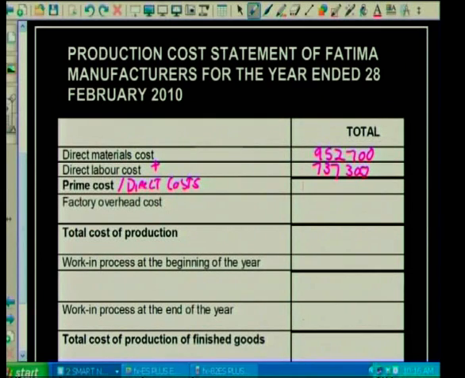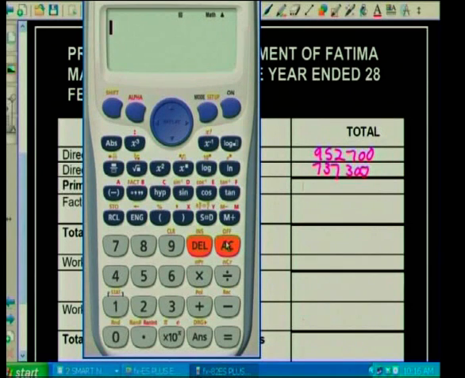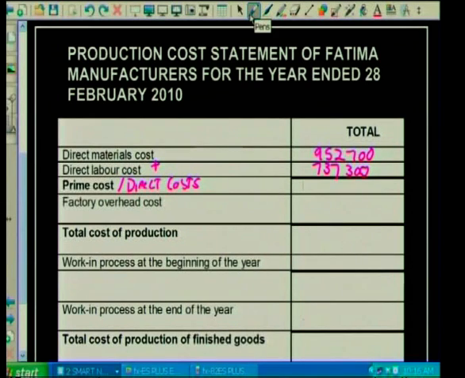Okay, so all we're doing is adding up these two direct costs. So let's get our calculators out. Our direct cost, or our prime cost, 952,700. We are then adding 737,300 to get a prime cost of 1,690,000. So let's enter that in. Prime cost, an amount of 1,690,000.